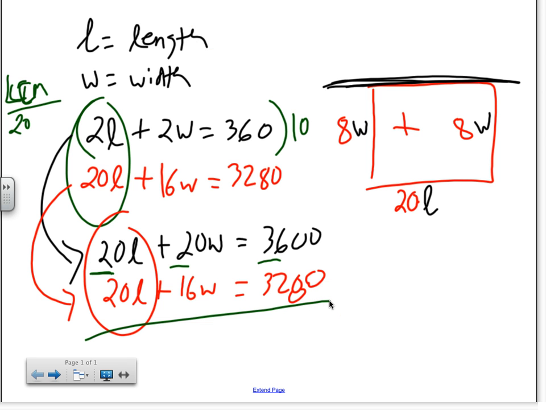Okay, so we're subtracting. This will go away, right? Okay, next step. What's 20W minus 16W? 4W. Thank you. 4W. What's 3,600 minus 3,280?